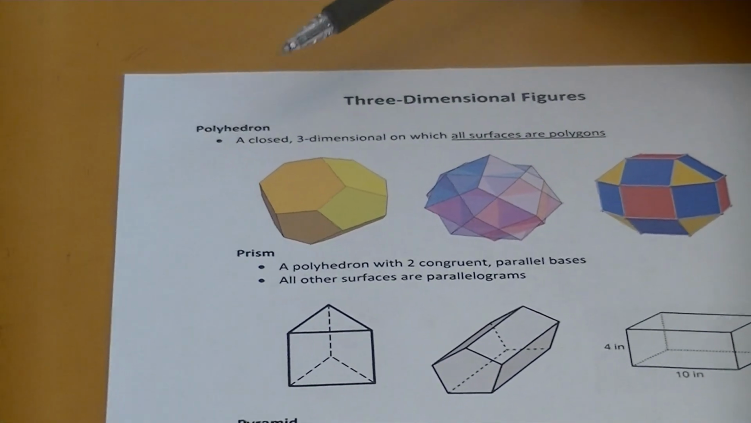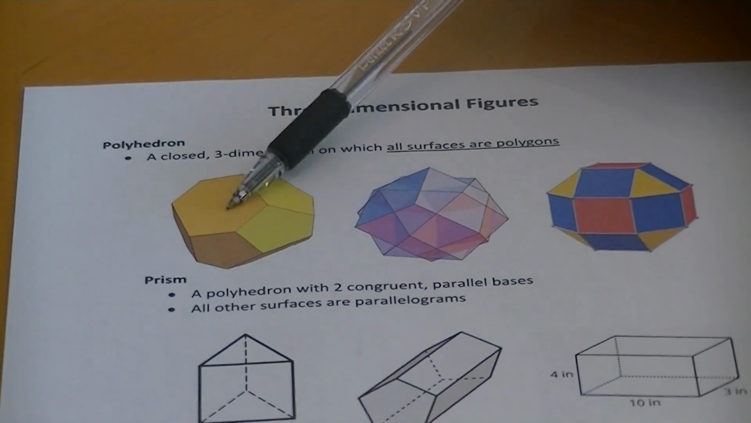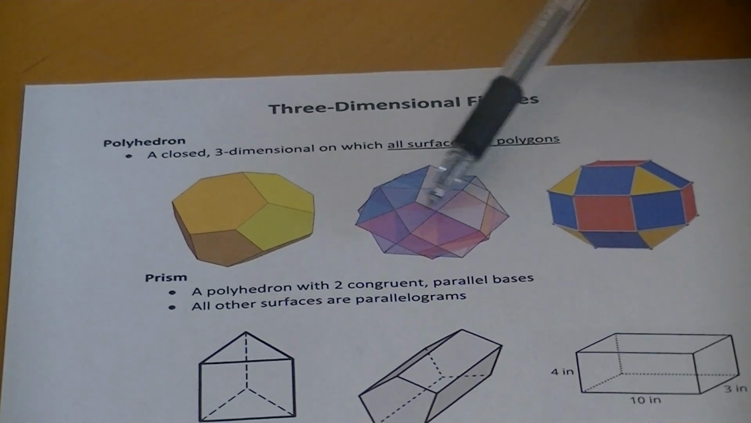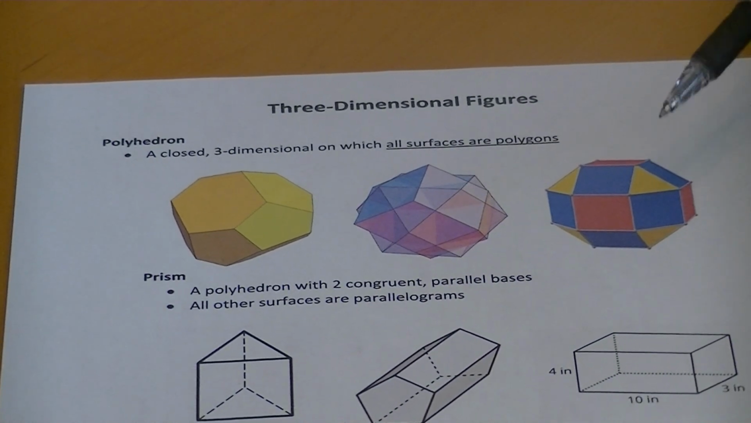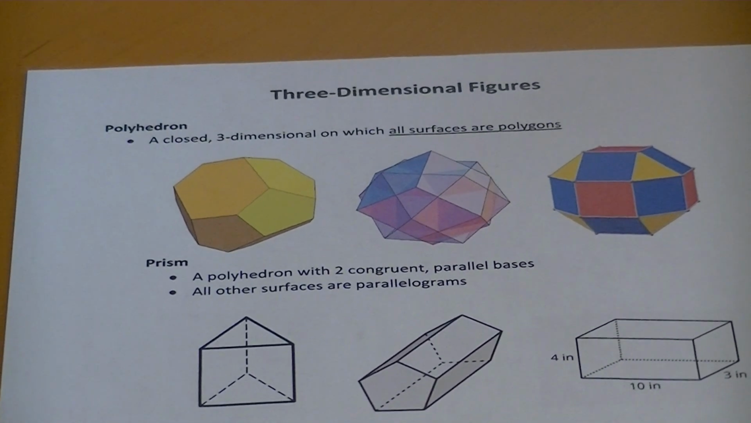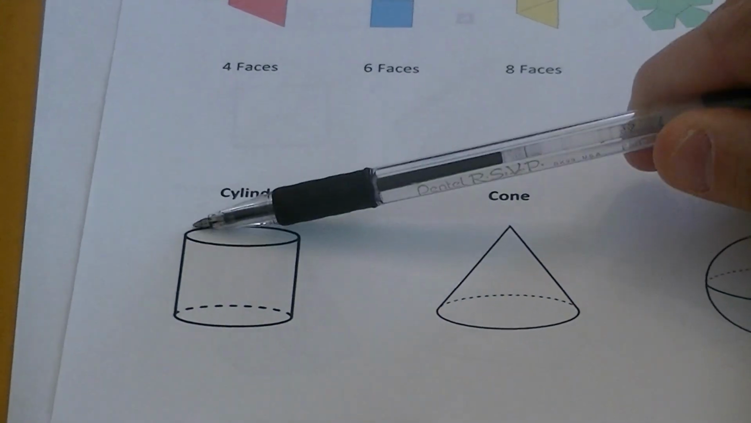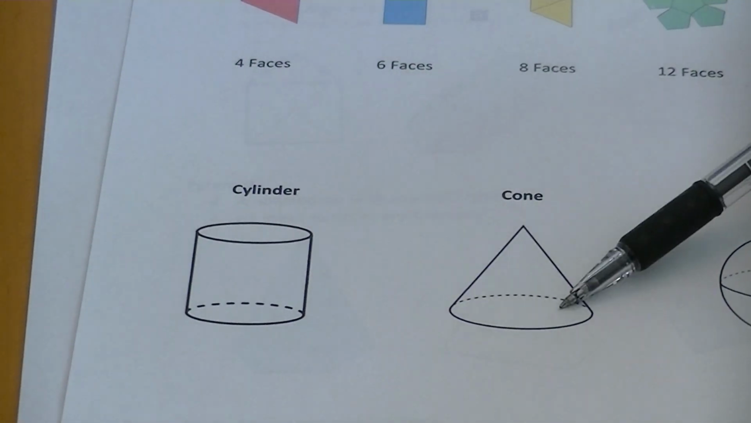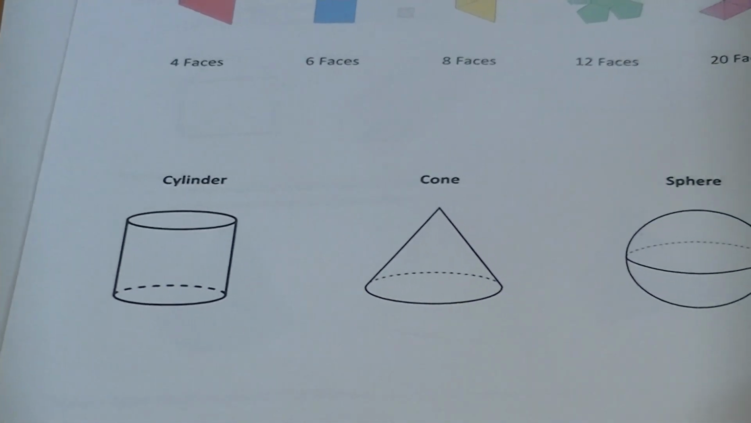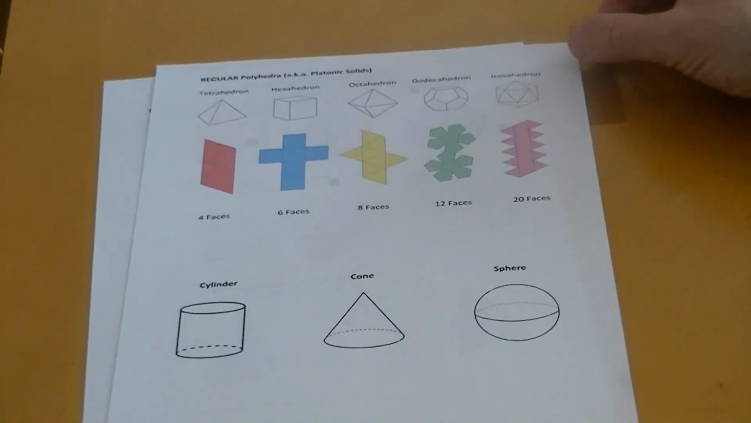And a polyhedron is a closed three-dimensional figure in which every surface is a polygon. So in this one, every surface is a pentagon. Here, every surface is a triangle. Here we get squares and triangles. But they're three-dimensional figures and they're closed. So something like a cylinder here would not be a polyhedron because a circle is not a polygon. Every surface has to be a polygon. So this is not a polyhedron. A sphere is not a polyhedron. So a polyhedron is a specific type of three-dimensional figure.